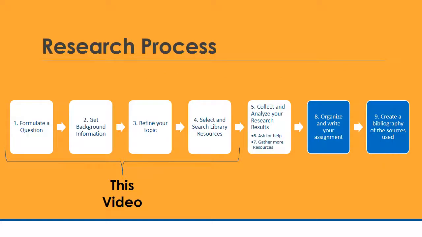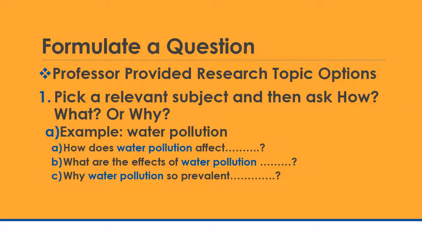So what is the research process? Library research is much more than searching Primo and finding books and journal articles. It includes 9 distinct steps. Let's imagine you've just been assigned a research paper.